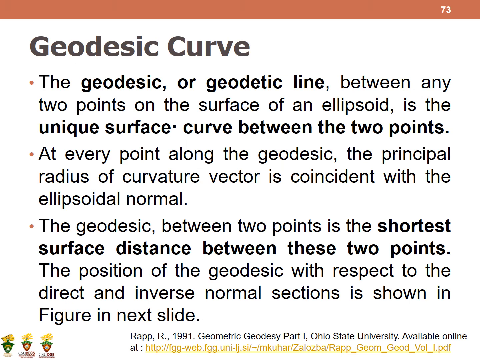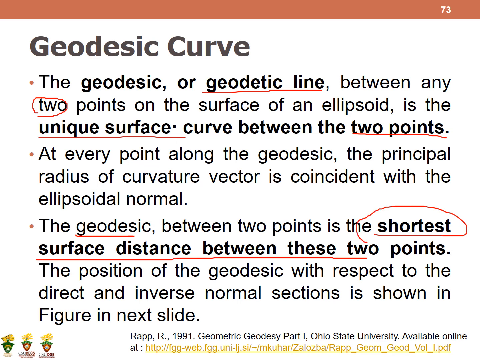And another definition: the geodesic or geodetic line between any two points on the surface of the ellipsoid is the unique surface curve between the two points. It is unique because it is the only shortest line. At every point along the geodesic, the principal radius of curvature vector is coincident with the ellipsoidal normal. And the geodesic between two points is the shortest surface distance between the two points.